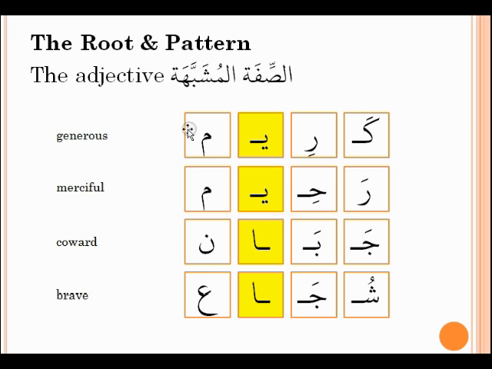So for karama, being generous, it becomes kareem. Rahama, the root being merciful, it becomes rahim, the merciful person. Jaban, from jabana, being a coward, so jaban, he is the coward. And shuja', from the root, to be brave, becomes being brave.